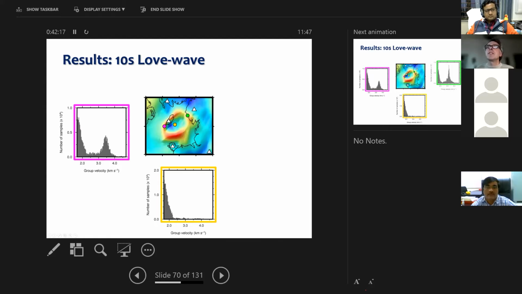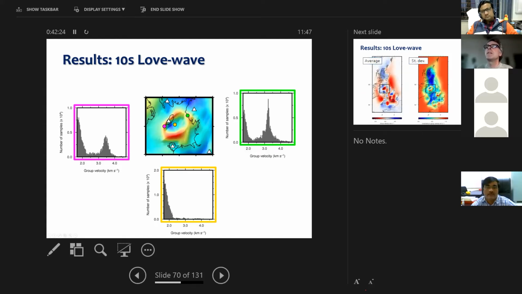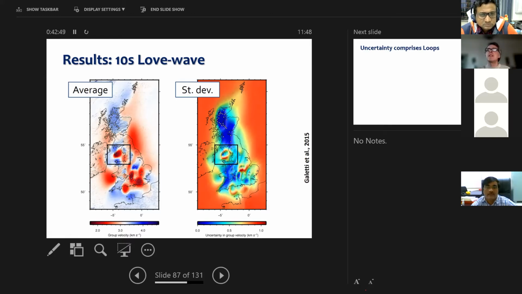Now that's a hypothesis. Let's check it over at this other point on the other side, the green point. And again, we see exactly the same behavior. 2 peaks, the velocity inside the basin and outside the basin. And again, by looking at the models, you can see it's because sometimes it lies outside and sometimes it lies inside the basin. So what this means is that the loop is telling us about the uncertainty in the boundary of the basin structure.